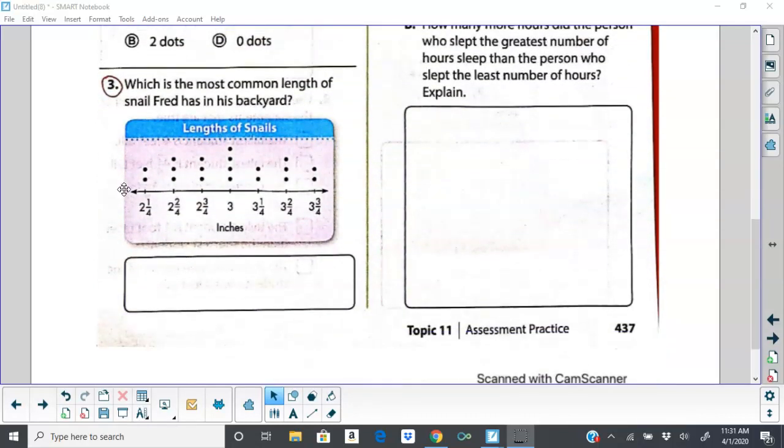Number 3, which is the most common length of snail Fred has in his backyard? So remember, what do you do when you're looking for the most common length or the most common measurement on a line plot? Which one is the most common? Meaning which one comes up the most frequently?